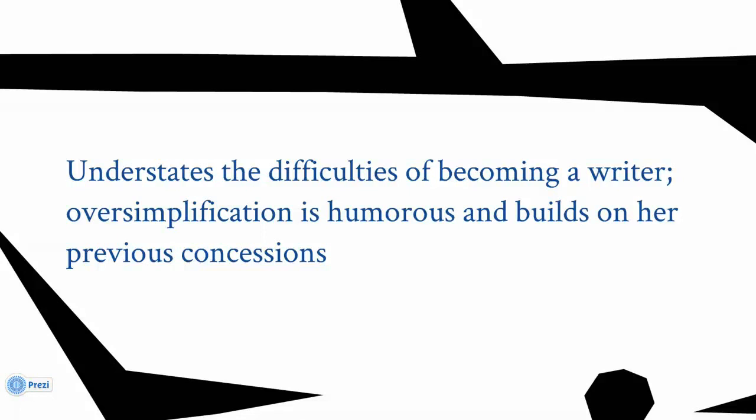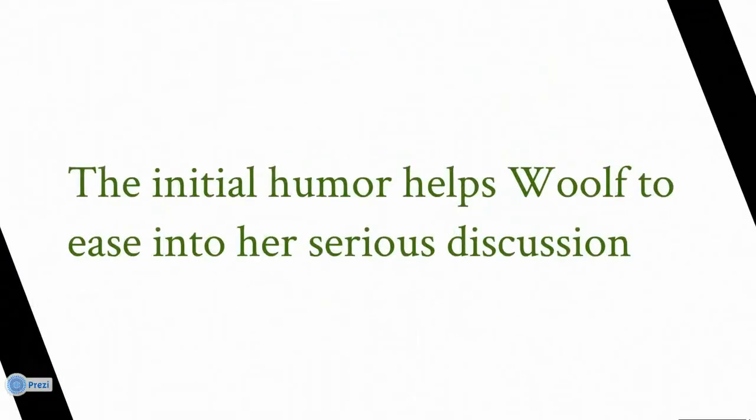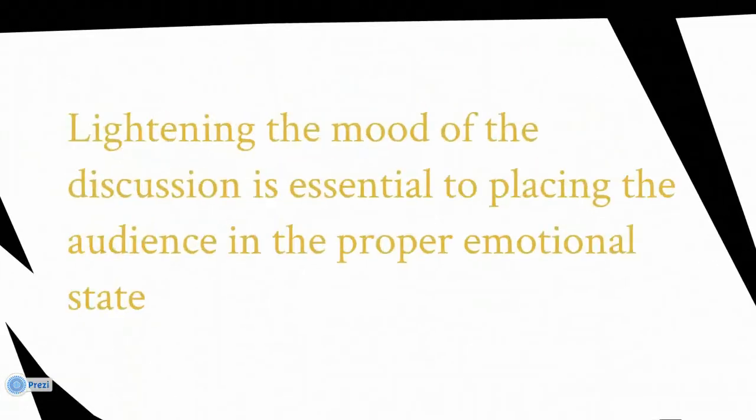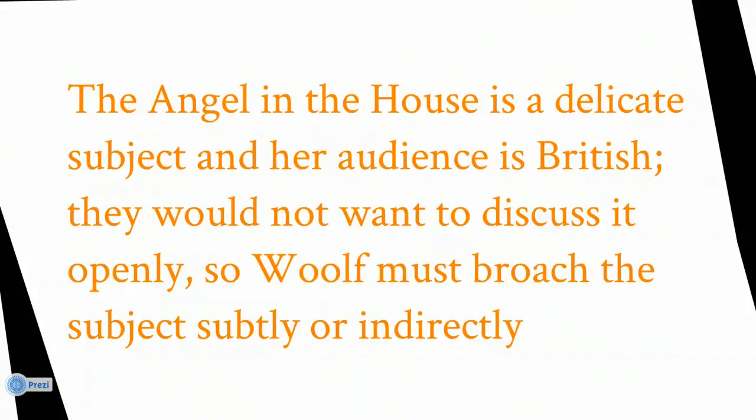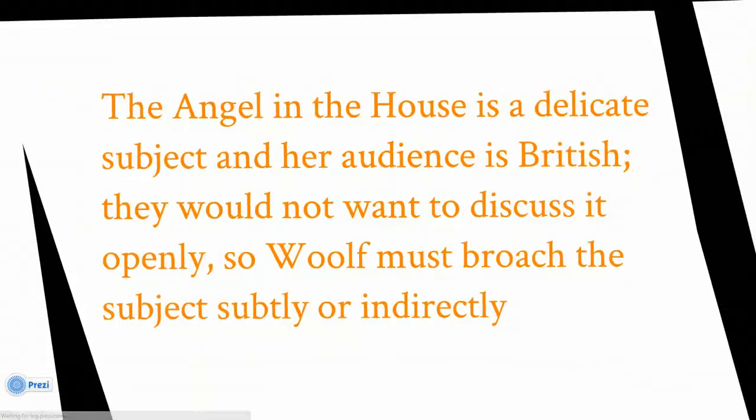But let's keep talking about what this humor does here. This oversimplification is kind of laughable and humorous. And the initial humor, if we look at the strategy behind it, actually helps Woolf ease into this very serious discussion, which we're talking pathos at this point. She's actively trying to change the emotional disposition of her audience. She's lightening the mood of this discussion because it's essential to placing the audience in the proper emotional state, because, as we've already discussed, one of her rhetorical goals was to broach the subject delicately, because it's a very sensitive subject and her audience is British. Continuing.